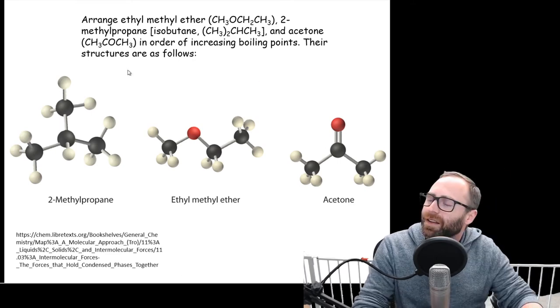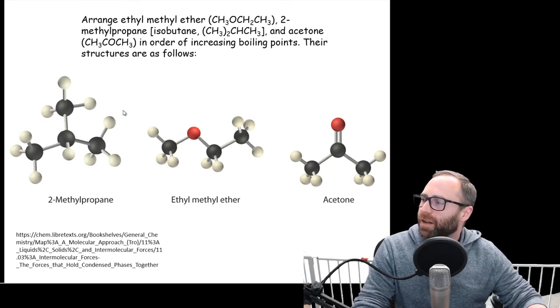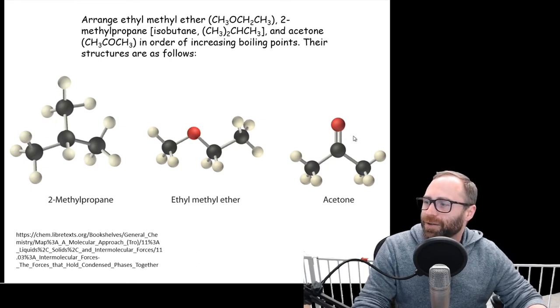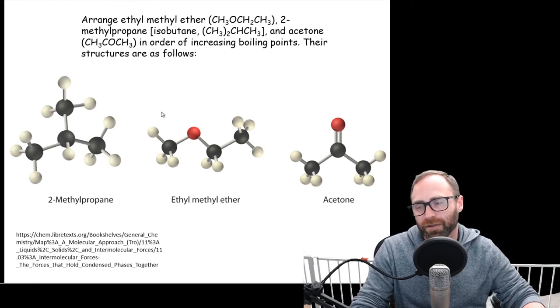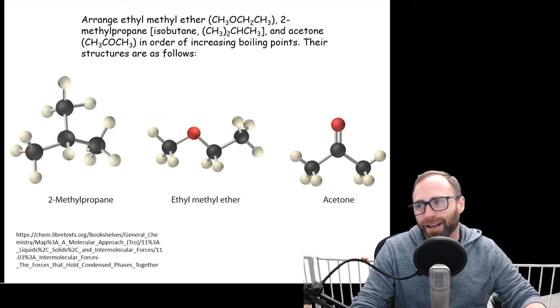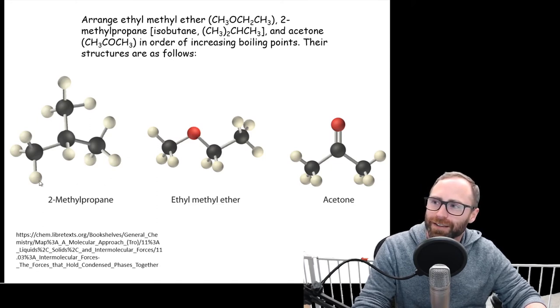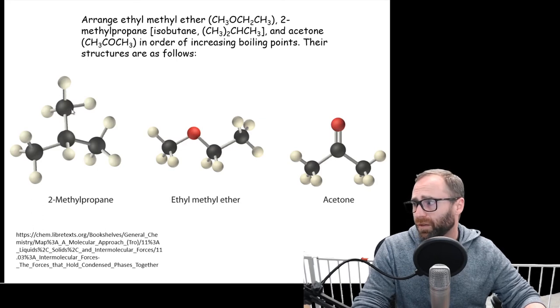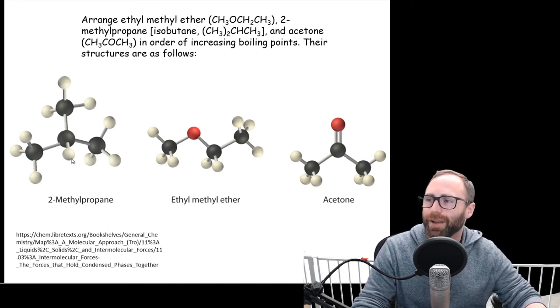Any thoughts? What we know so far is that London dispersion forces are way weaker than dipole-dipole interactions. So the first thing you want to look at when you see these is to classify what kind of intermolecular force a molecule will have, which is really asking whether the molecule is polar. Let's take the far left, the 2-methylpropane, this one over here. Will this molecule be a polar molecule?